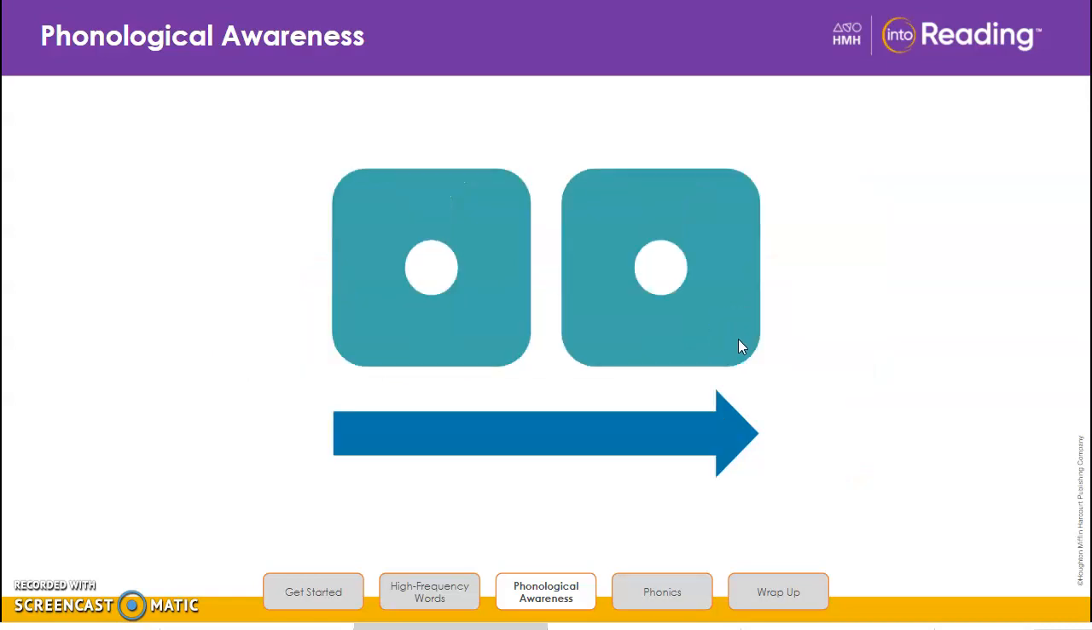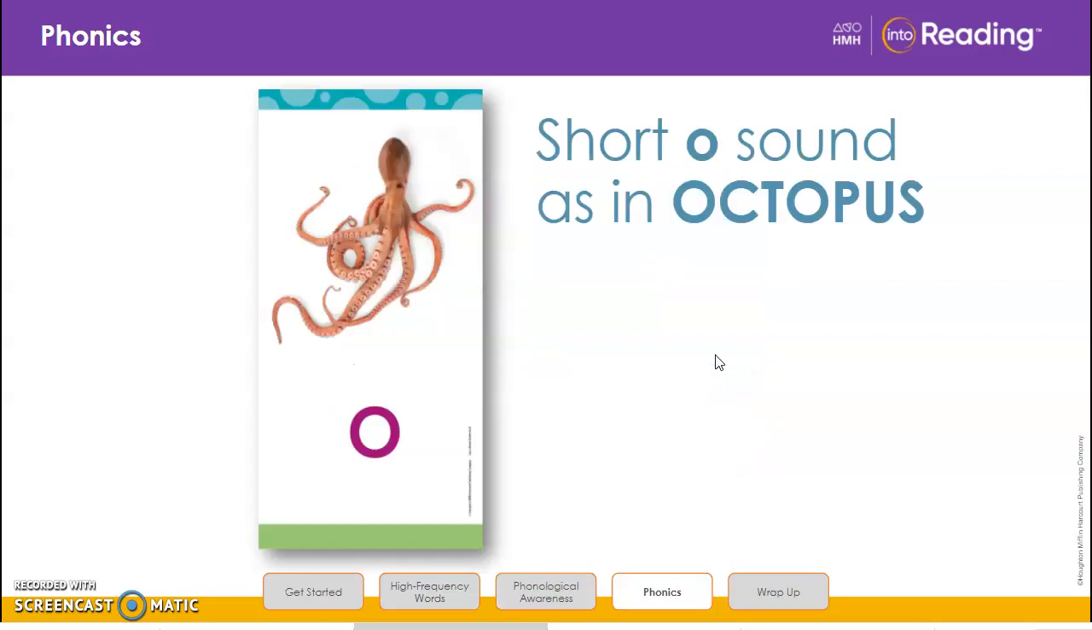Okay, let's blend some more sounds to say words. Remember that each tile on the screen stands for one sound in the word. Ready? I. M-E. D-oo. Good job.